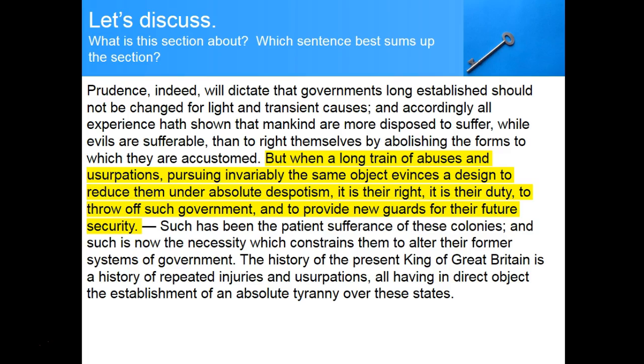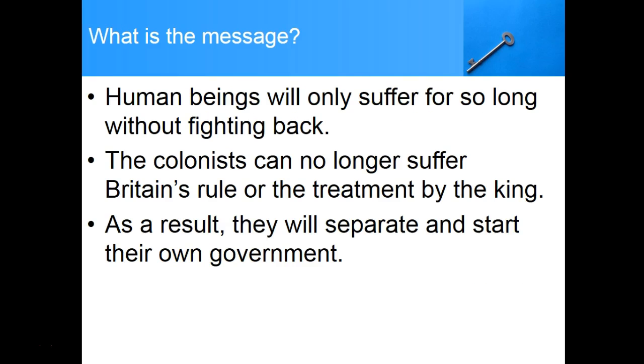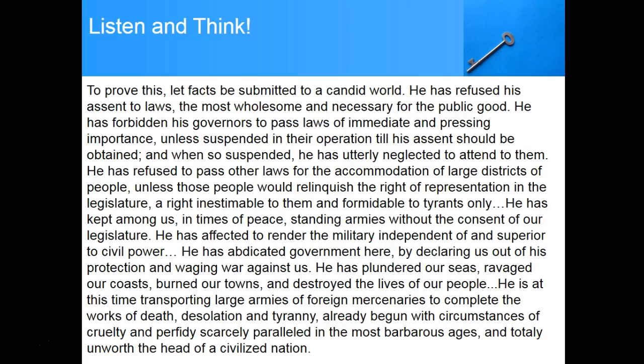I said, but when a long train of abuses and usurpations, pursuing invariably the same object, evinces a design to reduce them under absolute despotism, it is their right, it is their duty to throw off such government. So what is the message here? Well, human beings are only going to suffer so long without fighting back. Jefferson doesn't feel that you just change your government on a whim. But after suffering for so long under this rule, they have no choice but to throw off this government and start a new one.